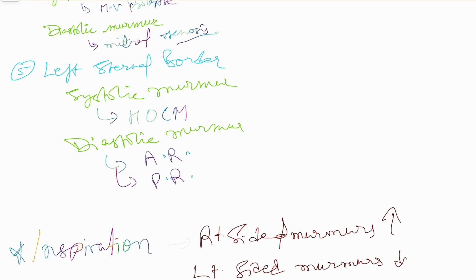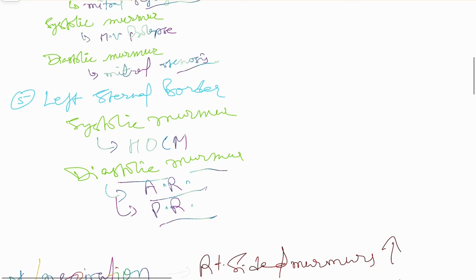Which murmurs can we hear at the left external border? The aortic regurgitation and pulmonary regurgitation murmurs can be heard here as diastolic murmurs. At the same time, we can hear the HOCM murmur here. It is a systolic murmur.